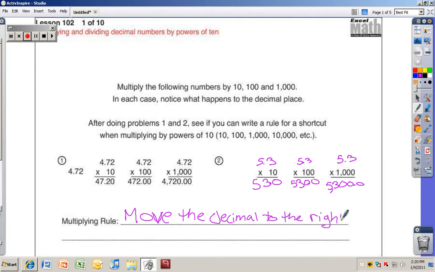Move the decimal to the right. How many spots? Do you always move it the same number of spots no matter what? How do you know how many spots to move it? Well, on the first one, you move the decimal point over one spot. 5.3. If you move it over one spot, you get 53, right? Because there's 1 zero. You're going to move it over the same number of zeros that you have.